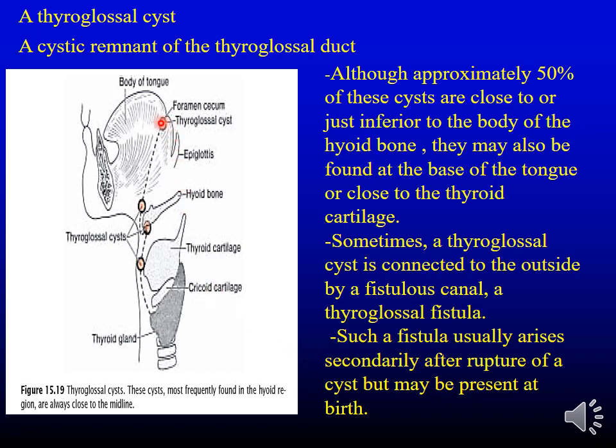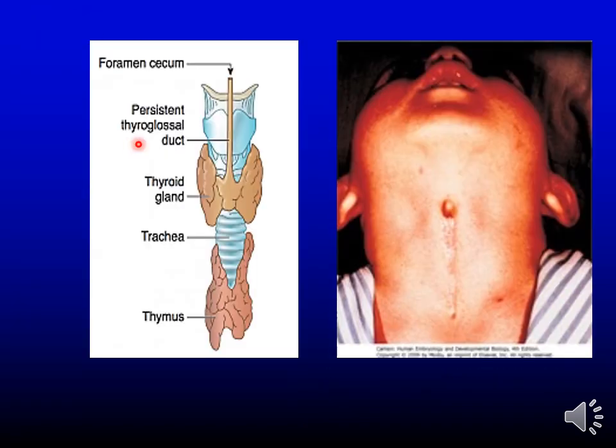This picture shows the sites where the thyroglossal cyst may appear across the migratory pathway of the thyroid gland. It could be even at the base of the tongue, or here in front of the hyoid bone, or below the hyoid bone, or even in the final position. Here is the clinical picture of a thyroglossal cyst.